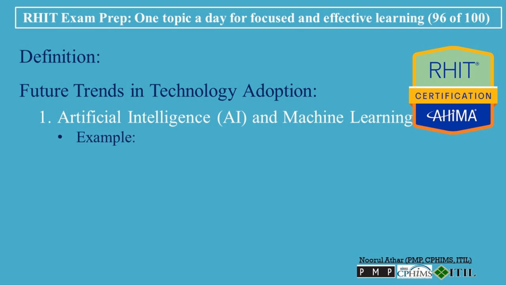Example: a hospital adopts an AI-powered tool that analyzes patient data to predict which patients are at risk of hospital readmissions, enabling targeted interventions to prevent unnecessary hospitalizations.